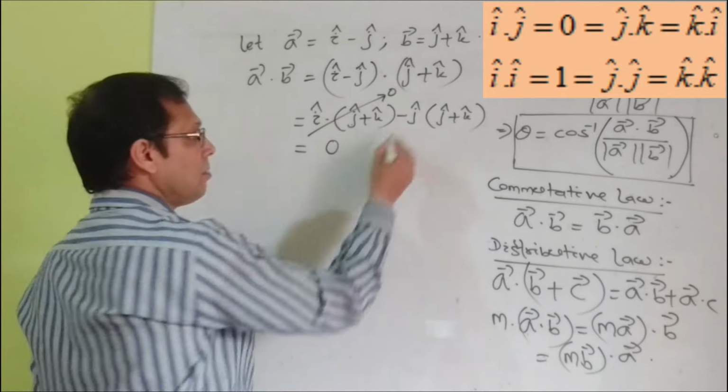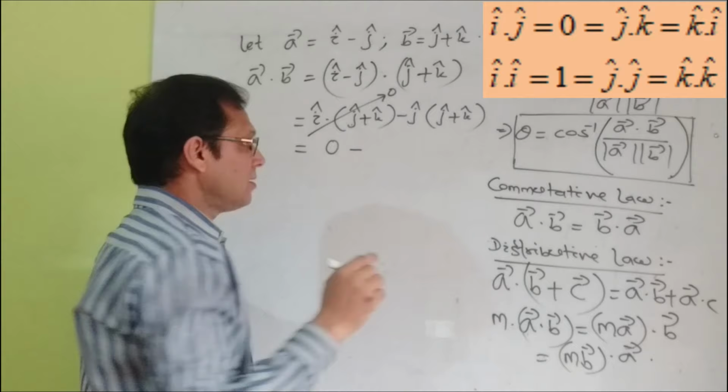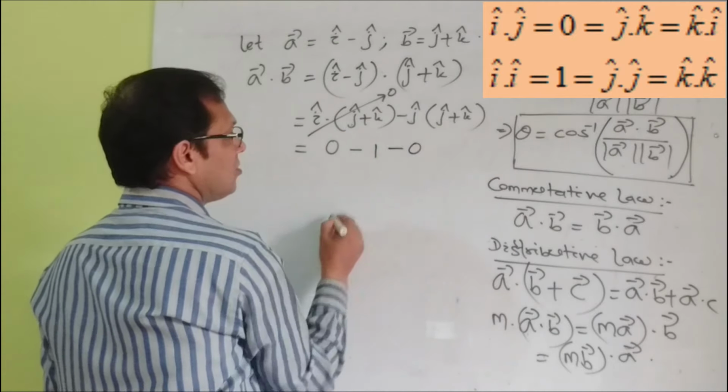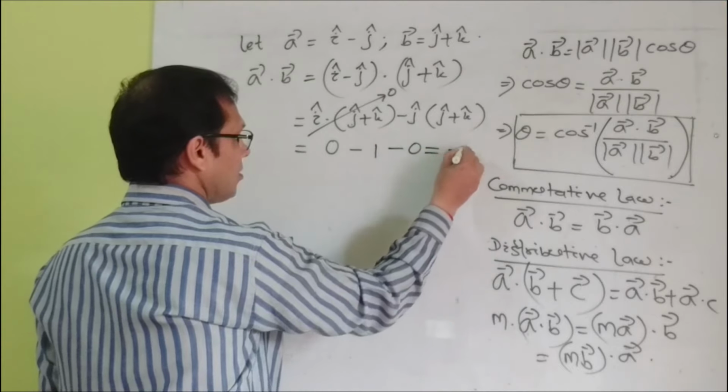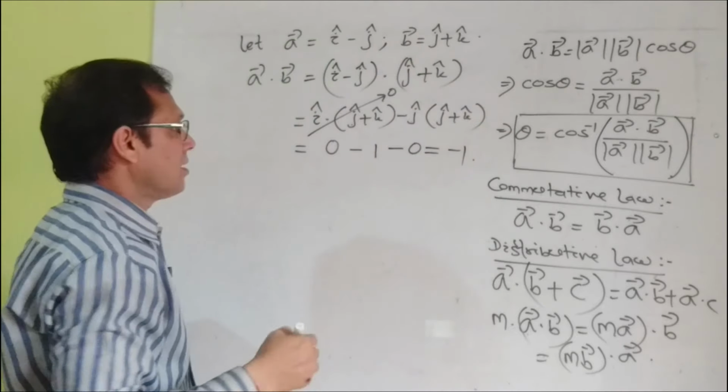Isn't it? Minus j dot j, that is 1. j dot j is 1, so minus 1. j dot k is equal to 0. So your answer is minus 1. This is the scalar product between the two vectors.